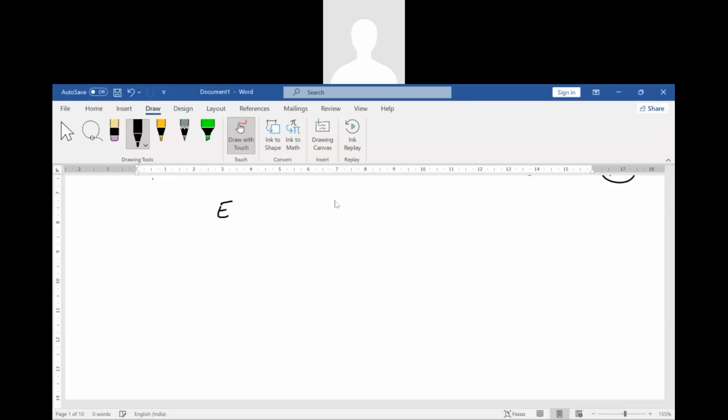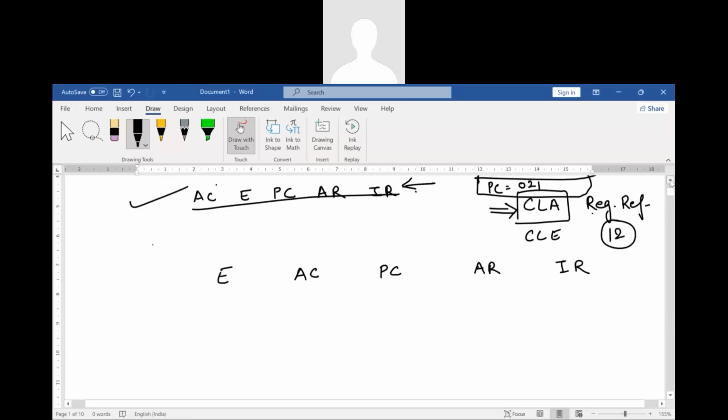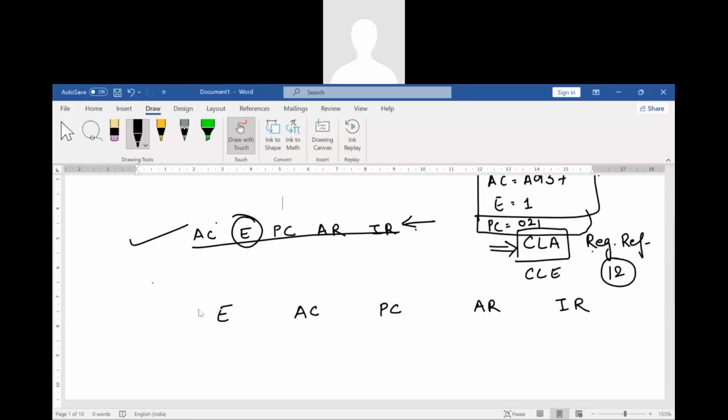We were asked to find the value of E, AC, PC, AR, and IR. I have written E before AC because we generally place the E flip-flop ahead of AC. Why? Because it is an extended flip-flop. It stores the addition overflow value and division overflow value. In the earlier notes, when I had written down the registers, I had placed E elsewhere, but for our convenience, I placed it here.